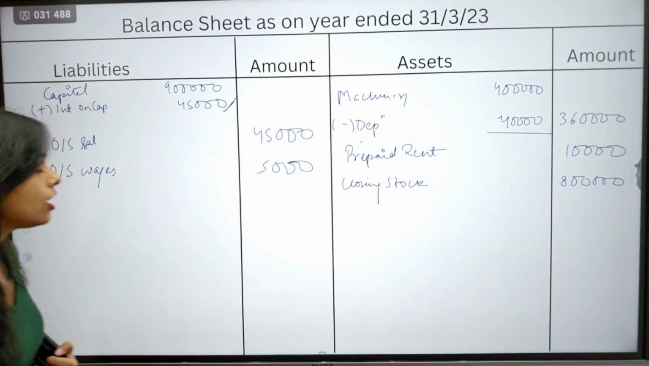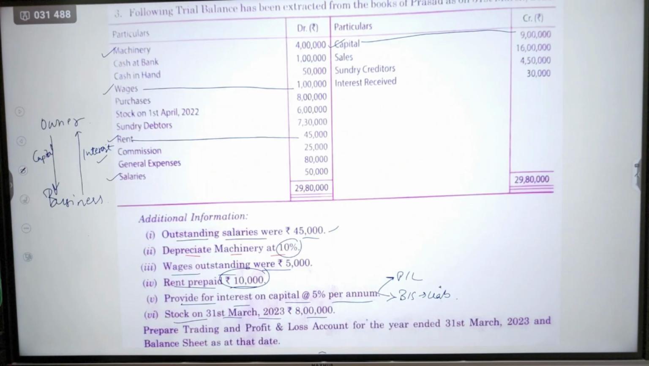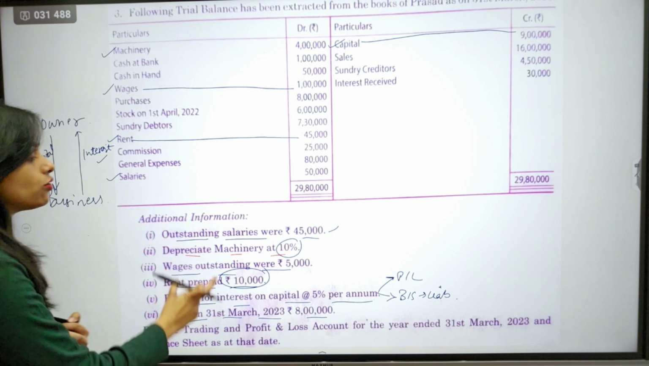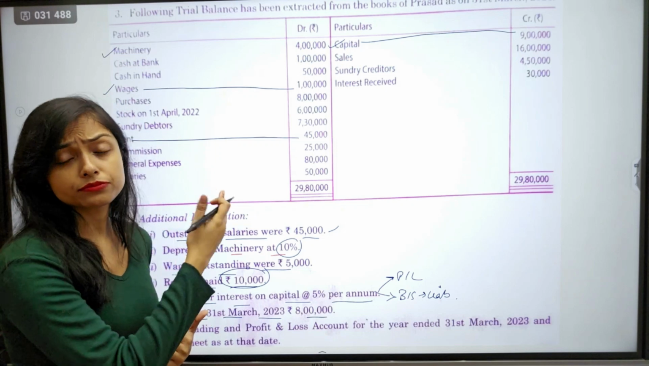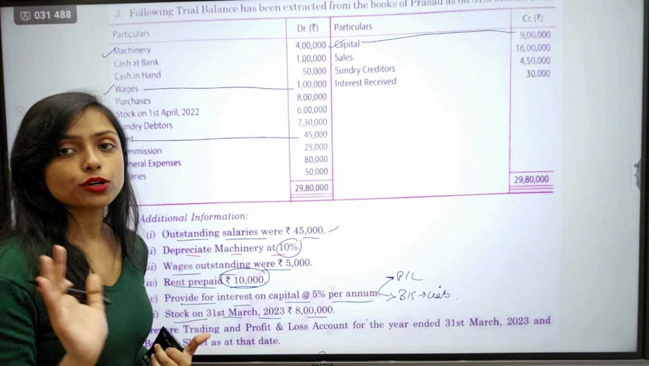Okay, fine. Now we are done with all our adjustments. At two places each we have written all our adjustments. Also, there is no new point in the trial balance. So let's move on to the next question.